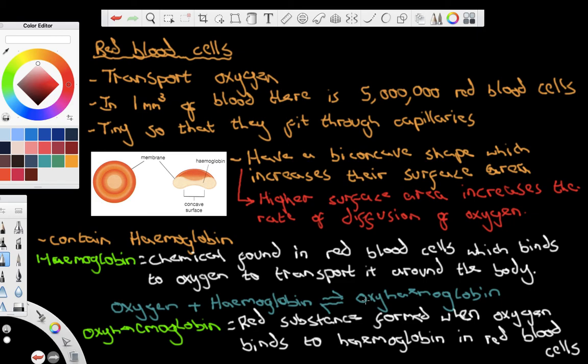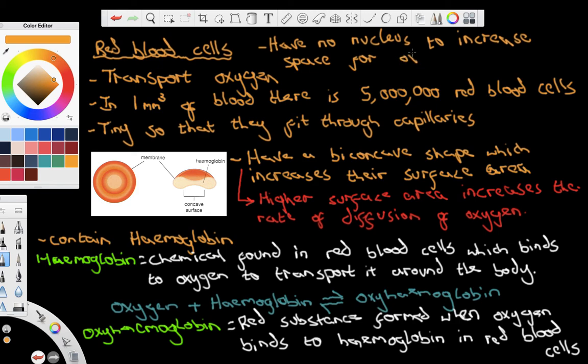The final adaptation is that red blood cells have no nucleus to increase space for oxygen. Help if I can spell for, not of. To increase space for oxygen.